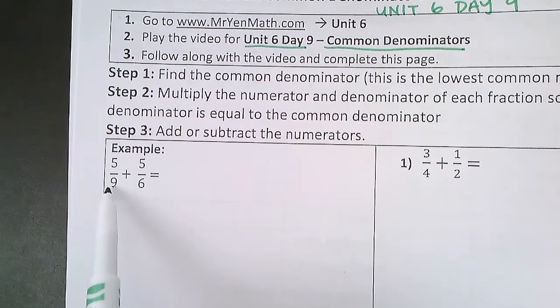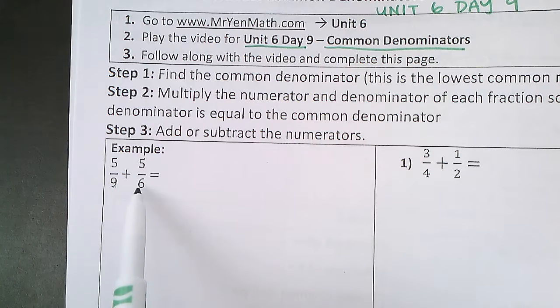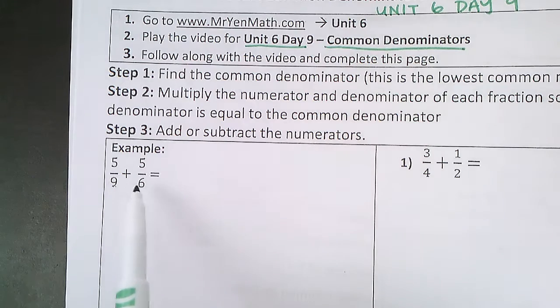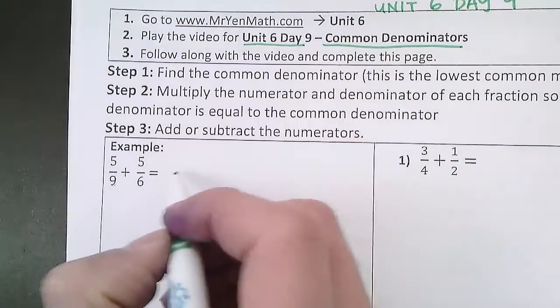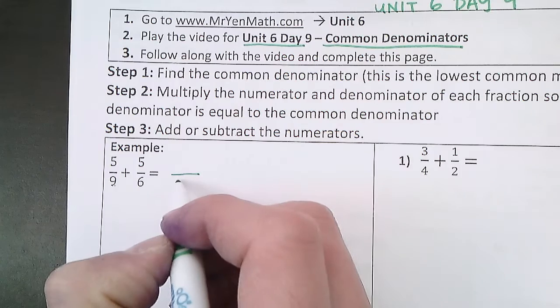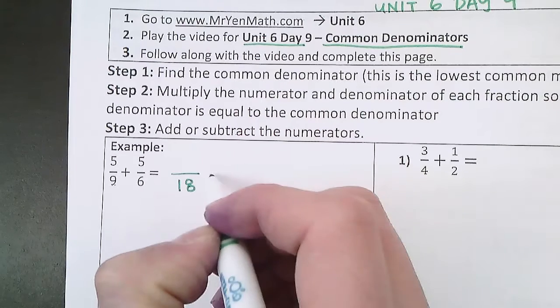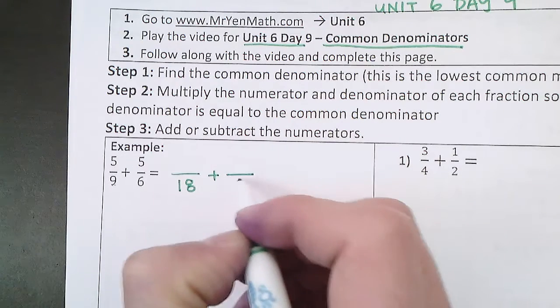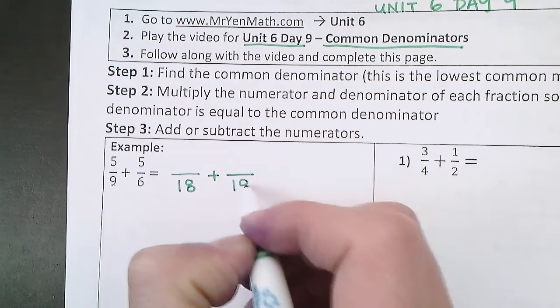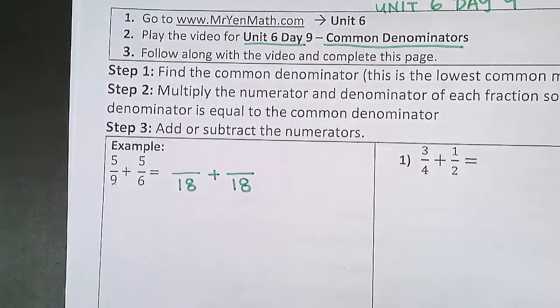So that would be 9 times 2, and 9 times 2 is 18. And 18, I think, okay, can 18 be divided evenly by 6? Yes, it can. So 18 is my common denominator, and I'm going to write that out here so I can remind myself that 18 is the number that we want for both of these denominators.